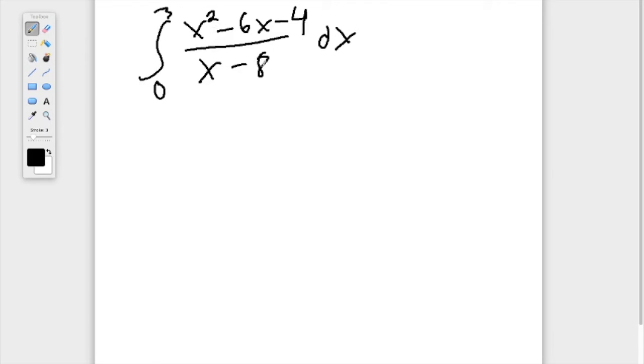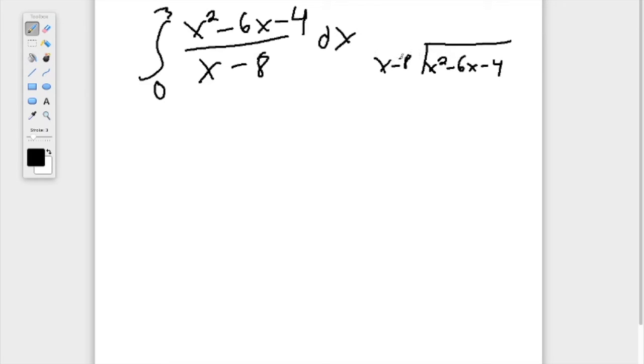It doesn't look like you can use substitution because this top part does not have a factor of x minus 8. But I think there's another way to do this. So what I'm going to do is use long division to see if this can simplify into anything. So x minus 8, and then x squared minus 6x minus 4.